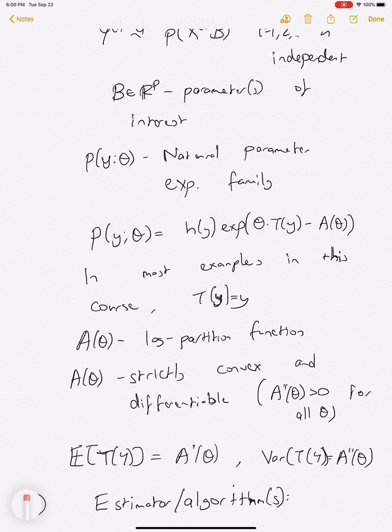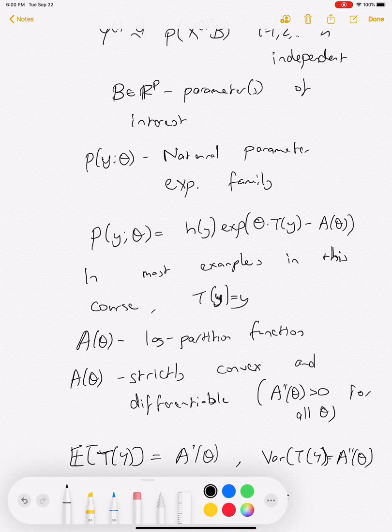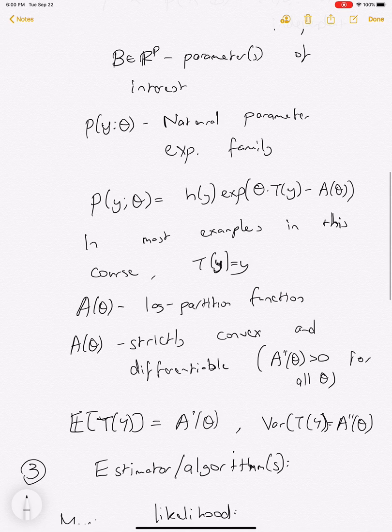Here we have this general form, where p has a base measure or base distribution h of y, the natural parameter theta, and some sufficient statistic t of y, and that's typically been y in all the examples we've seen. So I've often just replaced t of y with y. It doesn't always have to be y, but in the examples that we've seen, the sufficient statistic is just y. And then this very important function, which is the log partition function, a of theta.